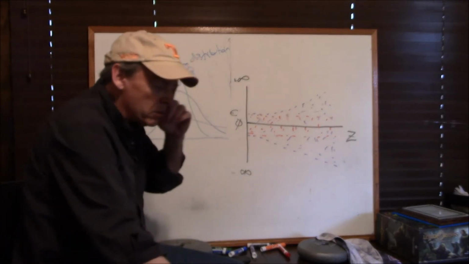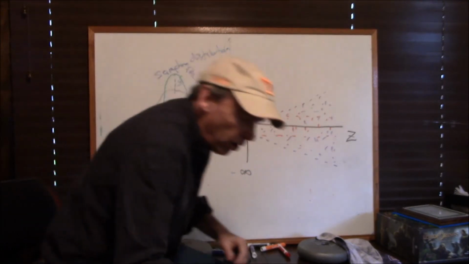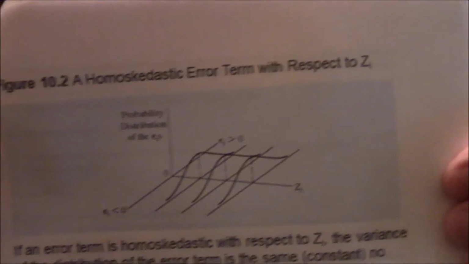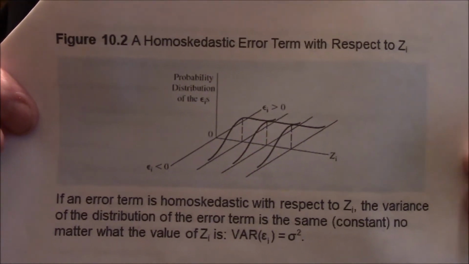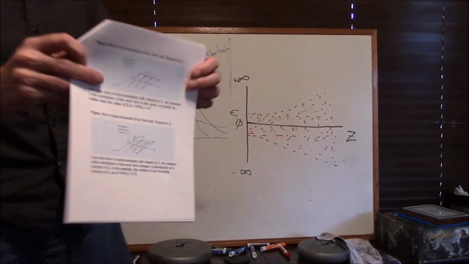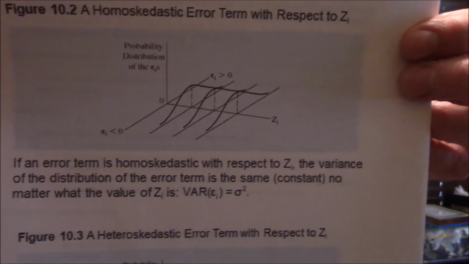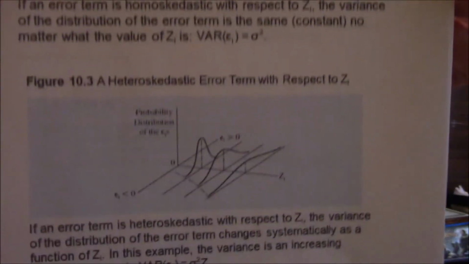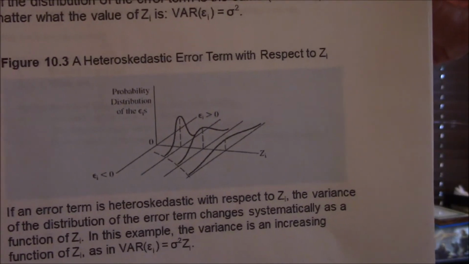Now, what happens with heteroscedasticity is that the sampling distribution is different depending on where you are. And he's drawn a nice little 3D diagram here in the book. This is 10.2, homoscedastic error term with respect to Z. Notice, let's take the blue one, for example. It's the blue one everywhere. All of those are exactly the same size. Doesn't matter how big Z is, and let's stick with that city size example. Doesn't matter how big it is, you still get pretty much the same sampling distribution. Whereas with this one here, it varies by the size of the city.